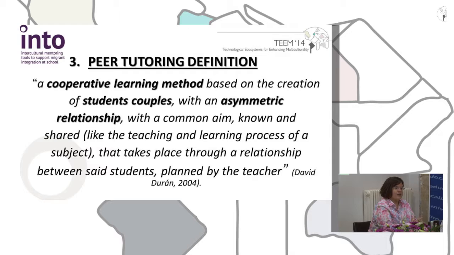One definition that all the partners believe is the most exact is the one that David Duran gave in 2004, which is a cooperative learning method based on the creation of student couples with an asymmetric relationship. One of them would be the mentor and the other one the mentee, always with a common aim, known and shared by everybody involved, like for example, the teaching and learning process of a subject, which will be the case of this project. It takes place through a relationship between a set of students, and how this relationship develops will be mainly planned by the teacher.